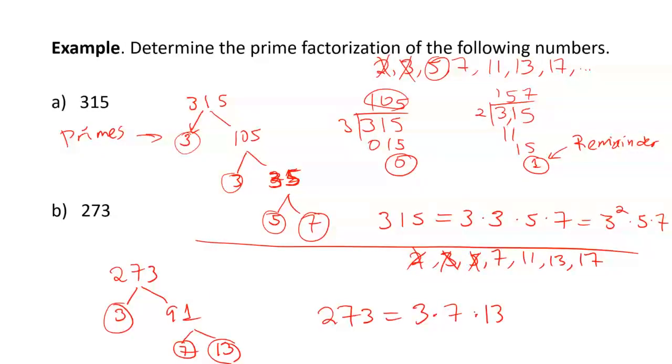You could always check your answer by remultiplying. So on your calculator, if you multiply 3 times 7, that's 21. And then 21 times 13, that's going to give you 273.